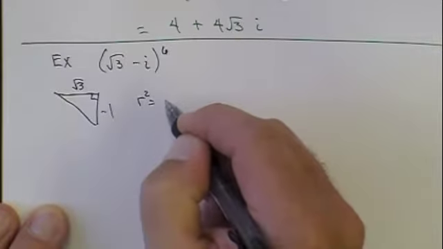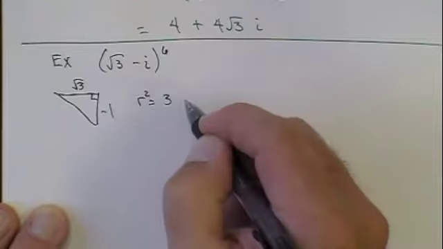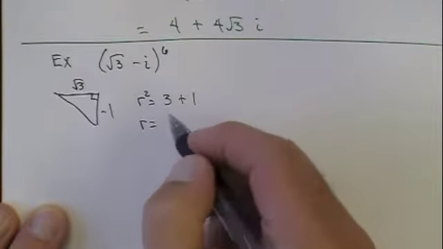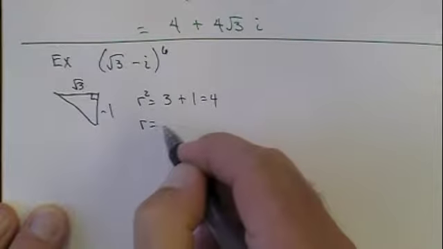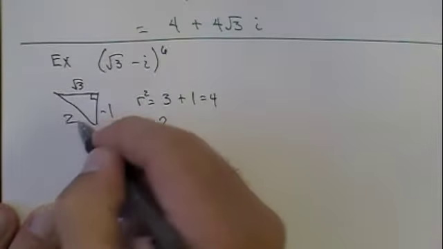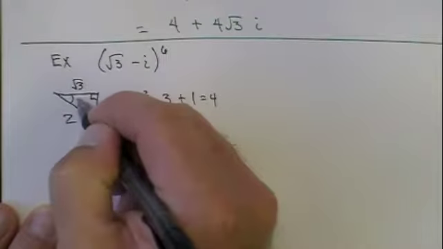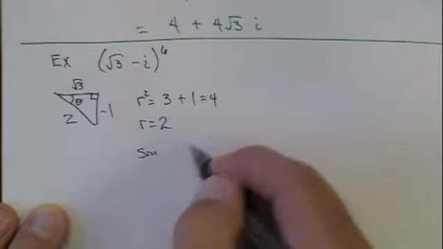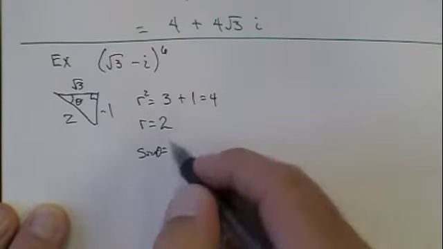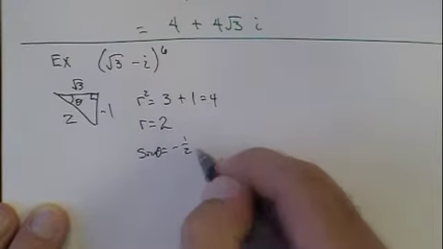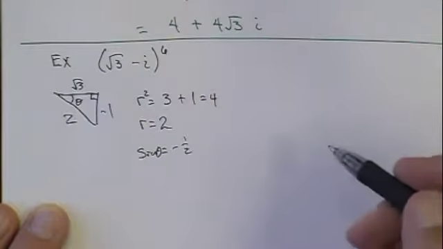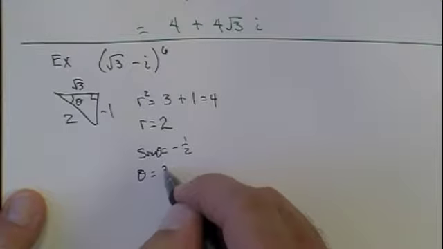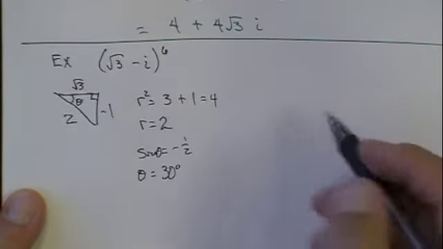I know r squared is going to be equal to square root of 3 squared, which is 3, plus 1. So that gives us 4 here. So square root of that, we find that r is 2. And now we can also find our angle here, theta, and we could use either sine of theta is equal to negative 1/2, or we could use cosine and get square root of 3 over 2, and you find that our reference angle is equal to 30 degrees, or negative 30 degrees.